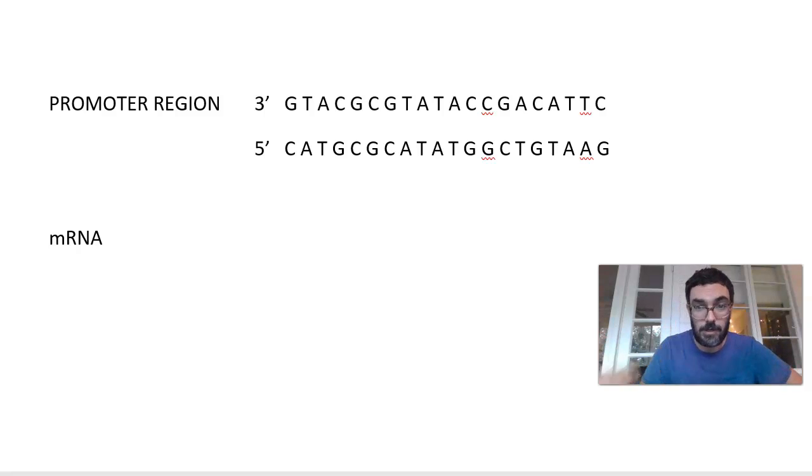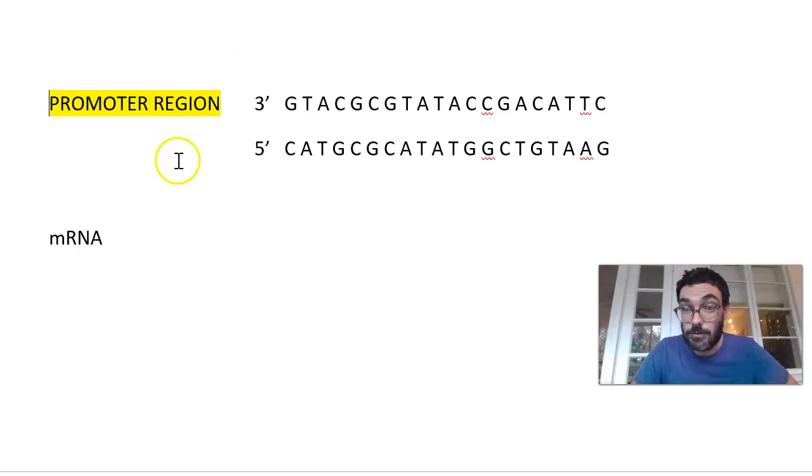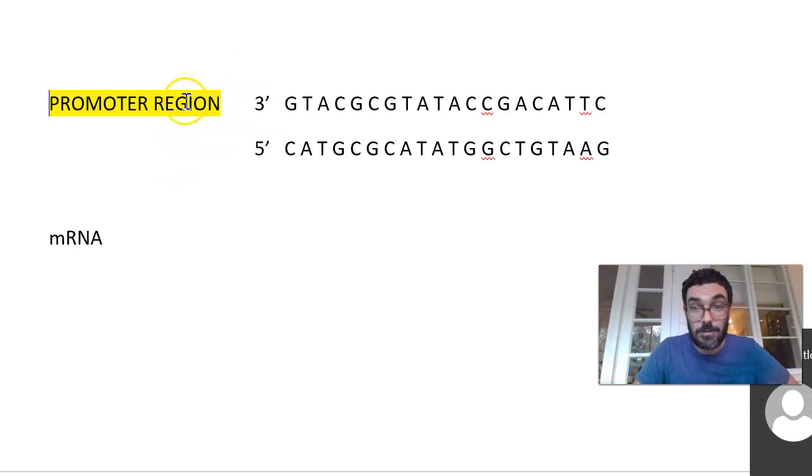So let's talk about the whole idea here. On the screen, what I've given you is a sample of DNA. And you can see the 3' end up top, 5' end down below, and then to the left I've marked here promoter region, which is supposed to tell you that if the promoter is located here, that means transcription must start over there on the left, and then it will progress from the left to the right.